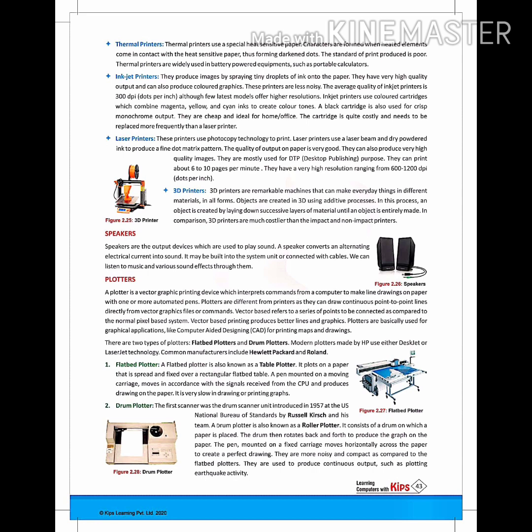Now let us discuss speakers. Speakers are also one of the output devices, which are used to play sound. Any music that we are about to hear is possible because of the speakers only.